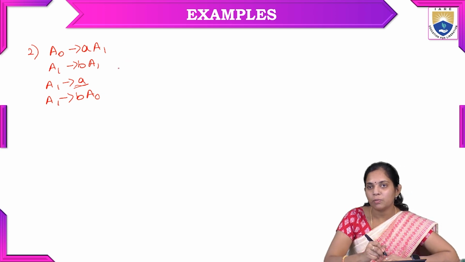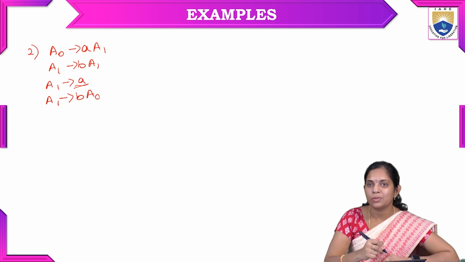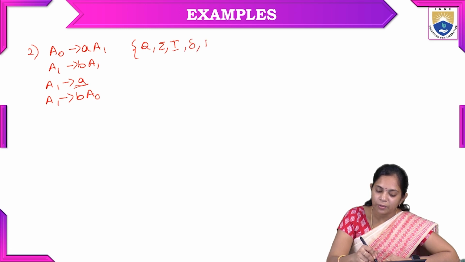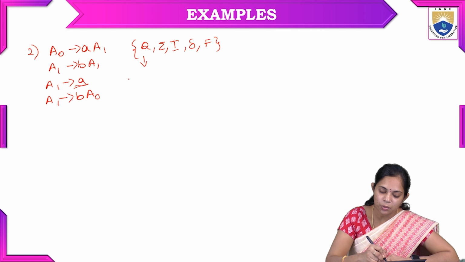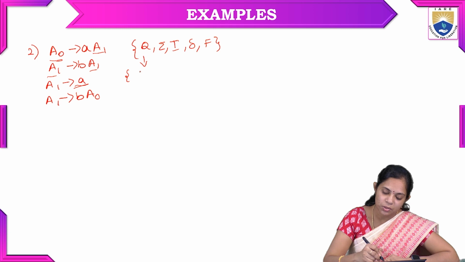Here, to convert that to a left linear grammar, the first step we have to do is convert these production rules to a finite automata. The finite automata requirements are Q, sigma, the initial state, the transition functions, and the final state. Here Q is equal to the states, which are the non-terminal symbols equivalent to V. So the non-terminals are A naught and A1, and here there is only a single terminal.